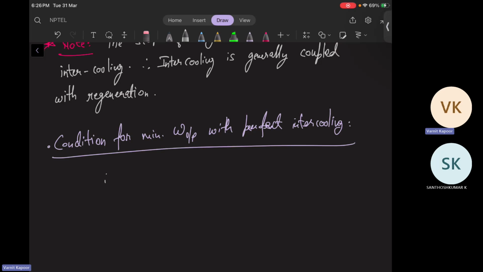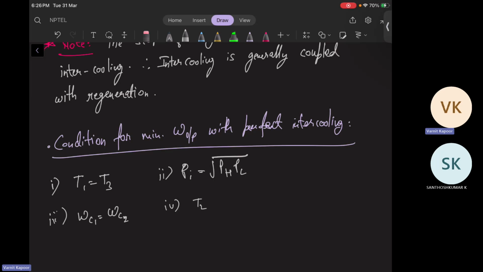So here the first condition is the temperatures T1 is equal to T3. Second condition, again, intermediate pressure will be the square root of the product of P higher and P lower. Third, the work done by compressor 1 and work done by compressor 2 should be equal. And fourth, temperature 2 is equal to temperature 4.